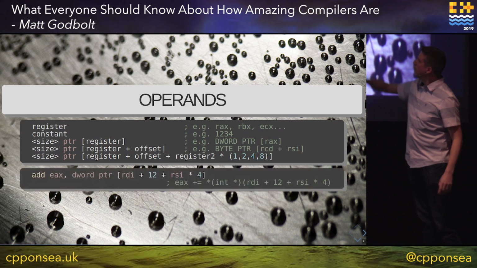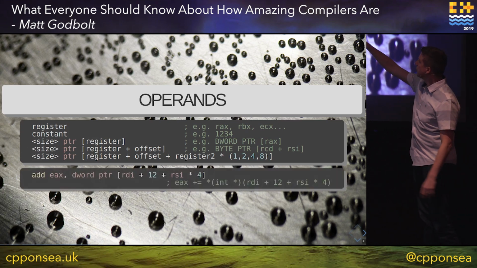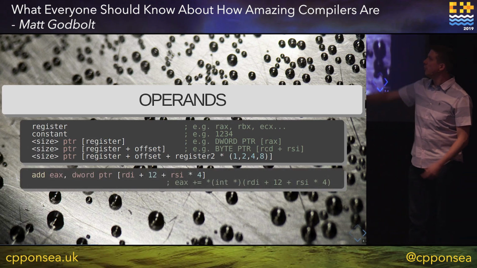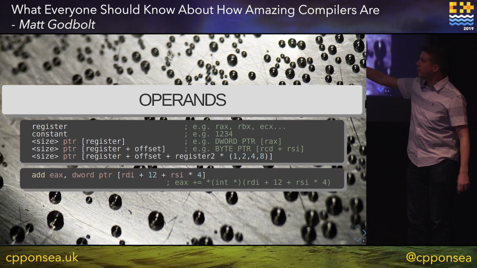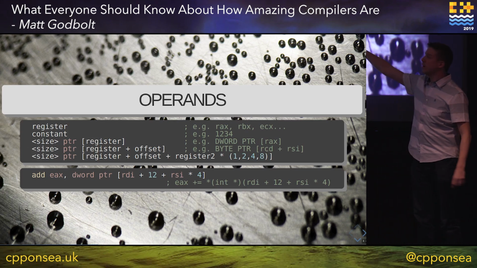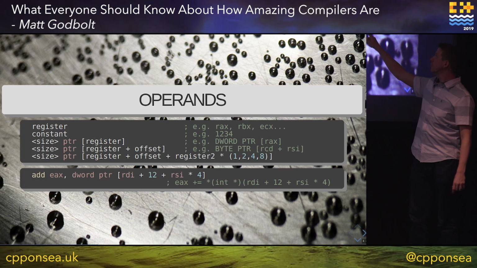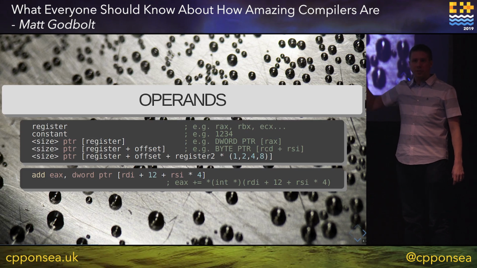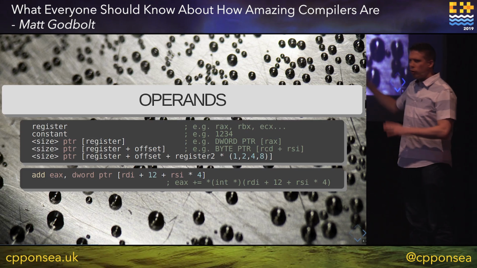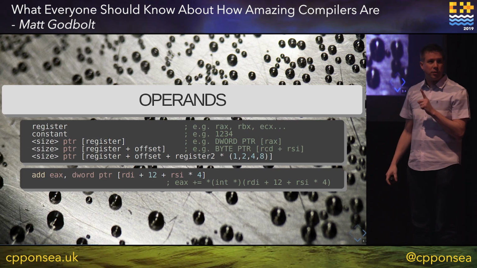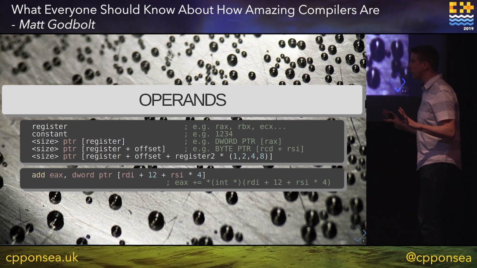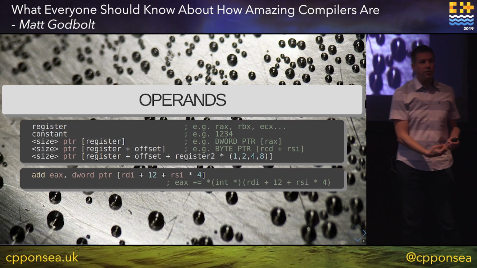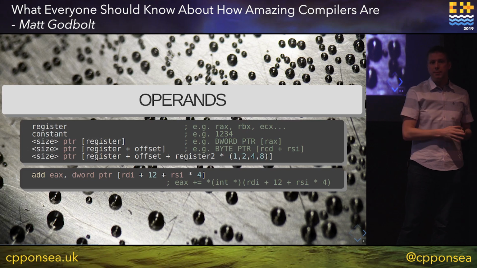In that bottom case, register plus offset plus register 2 times 1, 2, 4, or 8, we can do a single instruction like this, which says, I want to do EAX plus equals whatever I get if I dereference the memory at RDI plus 12 plus RSI times 4. That would be about 3 or 4 instructions on an ARM or any other sort of register transfer machine. So we've got quite a lot of complexity packaged in here, and that's a single instruction. Doesn't mean to say it takes one cycle or anything complicated like that, but that's a single instruction. So there's a lot of power in the way that we can express and refer to addresses in memory.